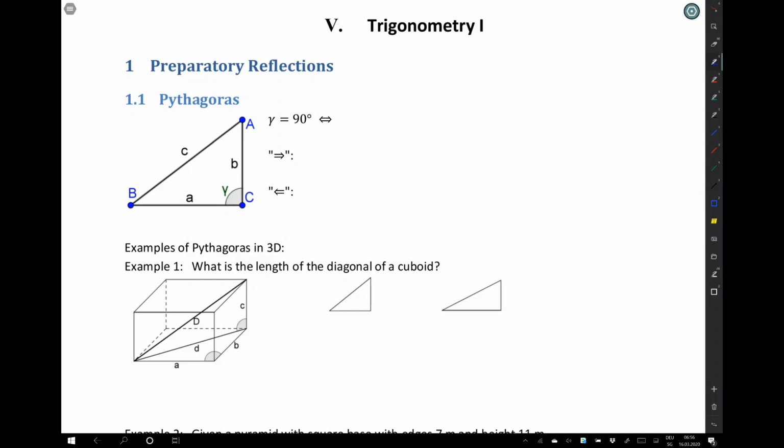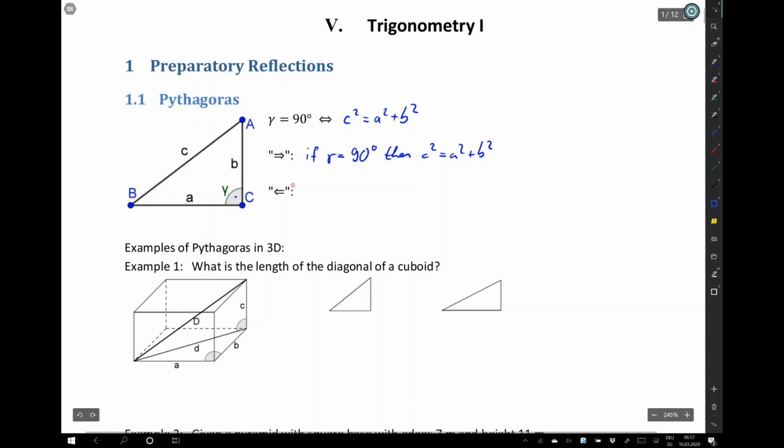If we have a triangle, then Pythagoras says that if the angle gamma here is a right angle, then c squared equals a squared plus b squared. You see that this arrow is looking on both sides. What does the arrow to the right imply? If the triangle is right angled, then c squared equals a squared plus b squared.